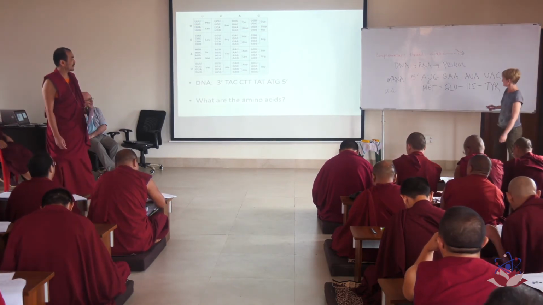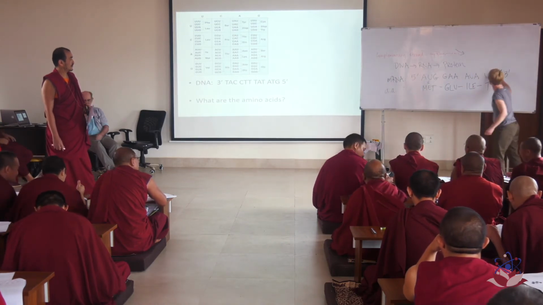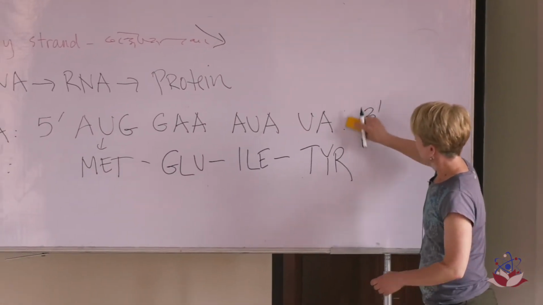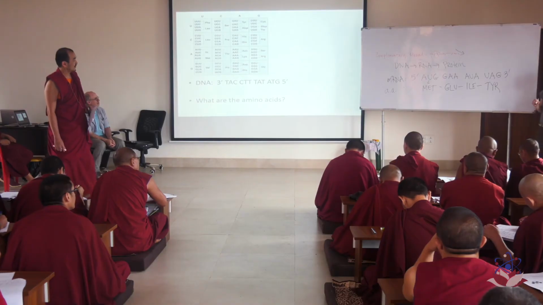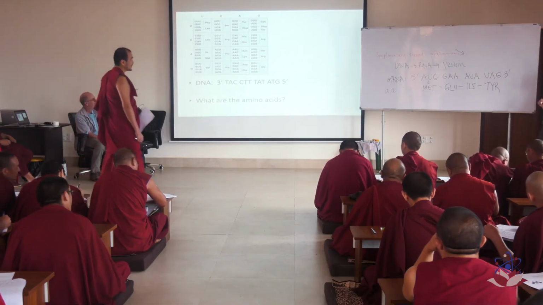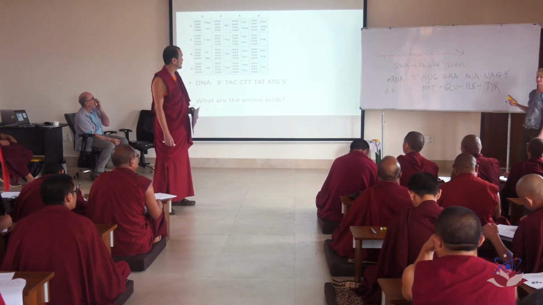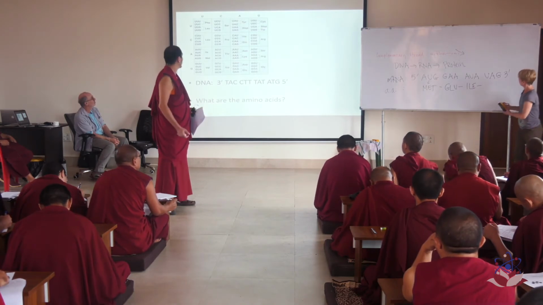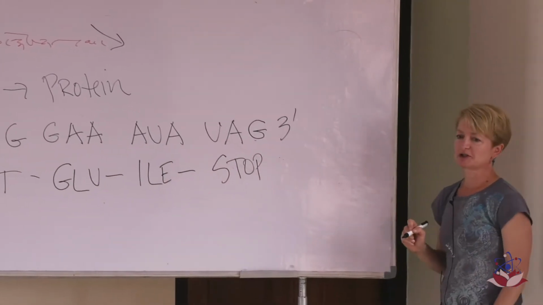What if we have a mutation and this codon changes to UAG? What happens to the protein?